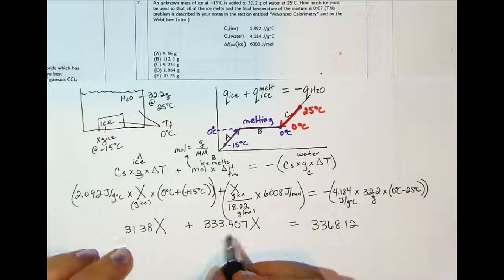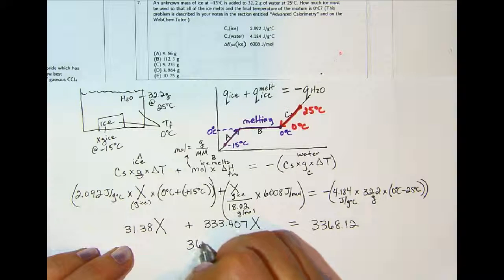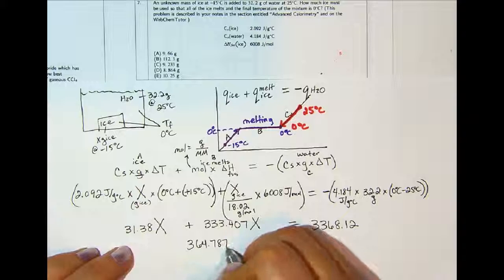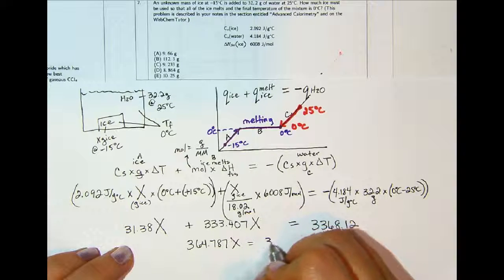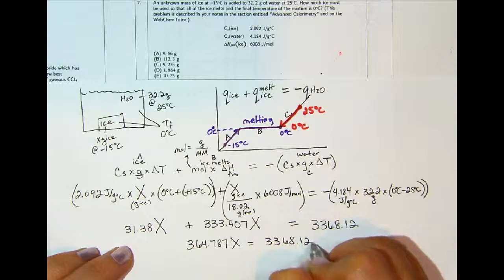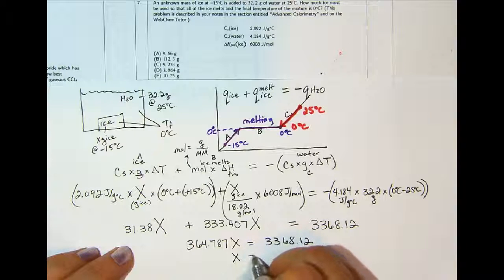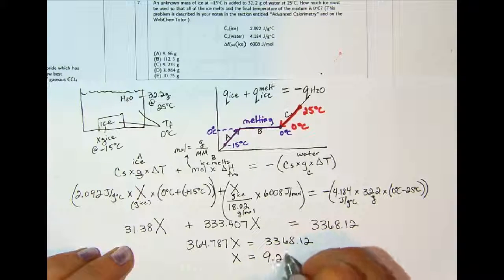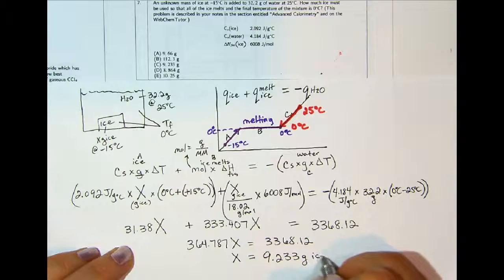I'm going to combine these two x's, and I'm going to get 364.787x equals, and then divide both sides to get x equals 9.233 grams of ice, which is letter C.